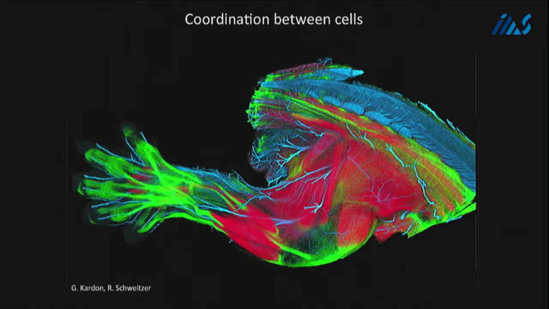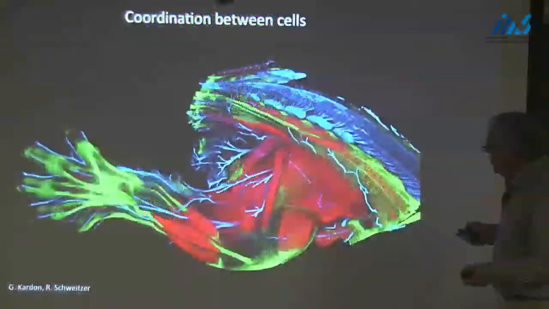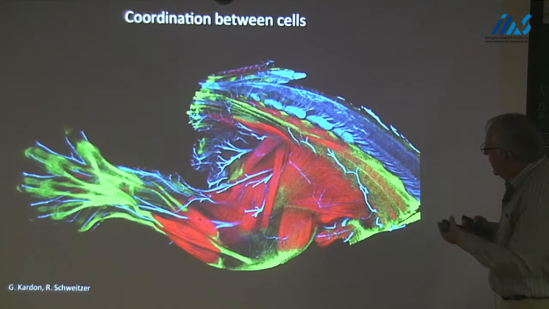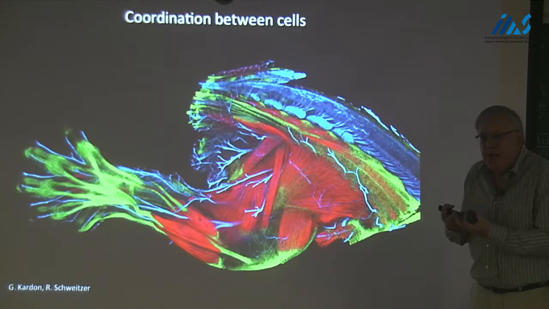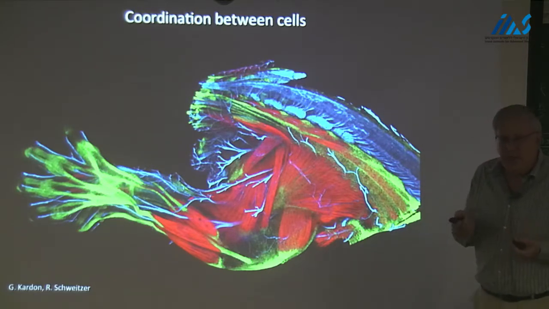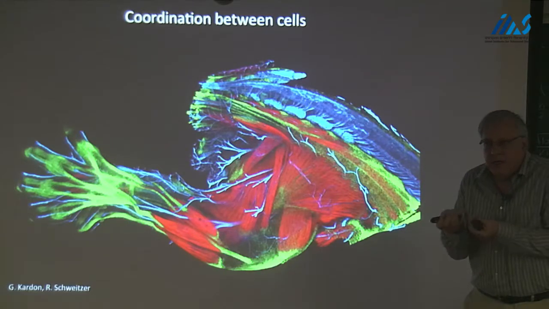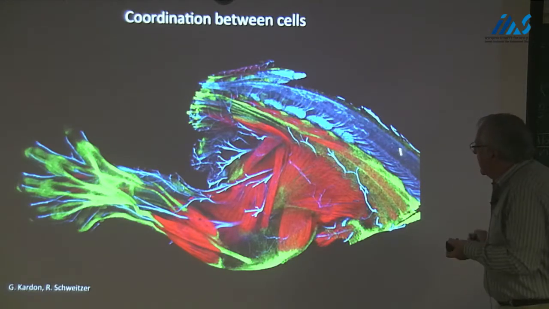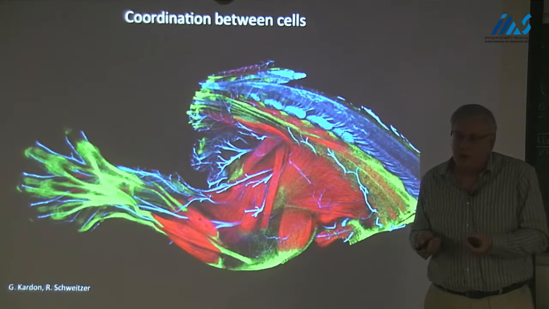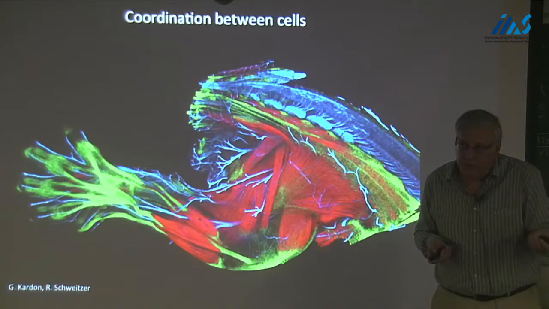or orchestrate the formation of a very elaborate tissue, like, for example, this is the hand of a mouse embryo. So you can see the muscles in red and the nerves in blue and the tendons in green, and everything is very highly orchestrated and coordinated. So how does an identical population of cells somehow form this elaborate and reproducible structure? It's really the process that we want to understand, not the end point of the process.